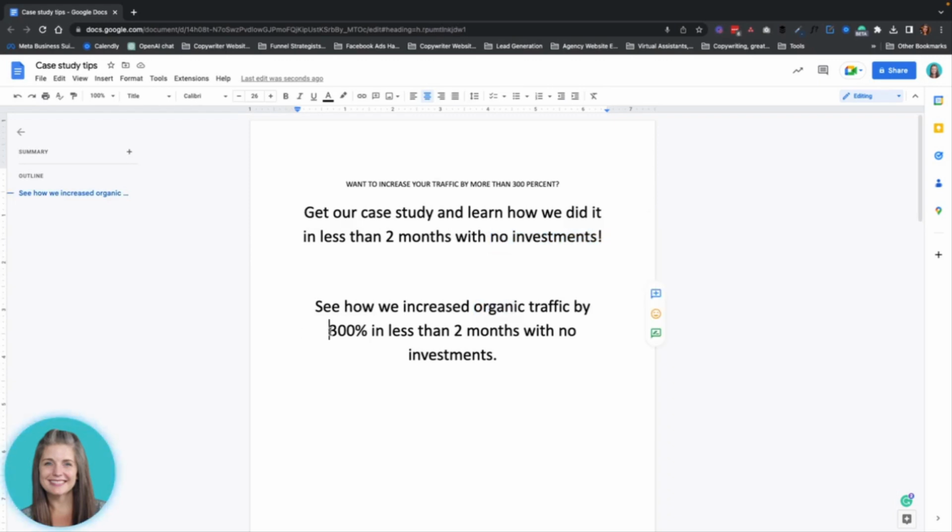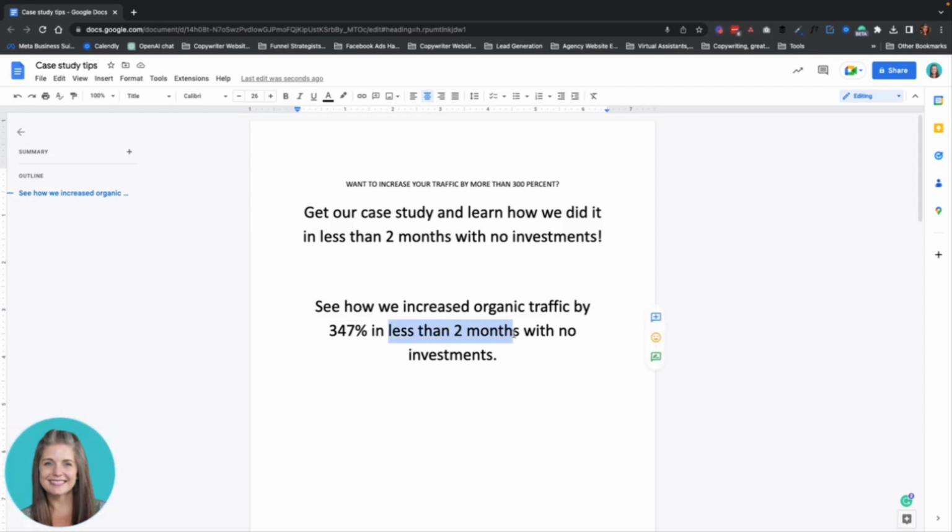I also want to highlight that in the original, this said "more than 300%." So I would want to use exact numbers here for specificity. It just makes it look more believable. So, if it was 347%, that already looks more credible and believable because it's not a nice round number.